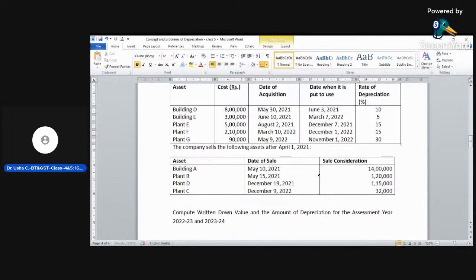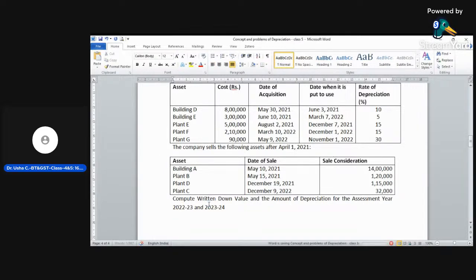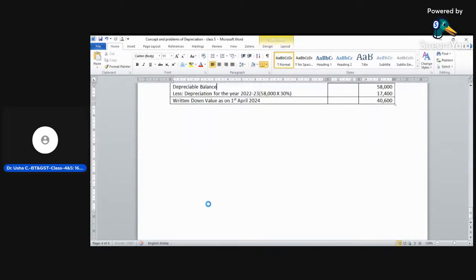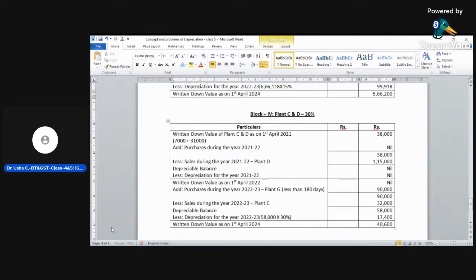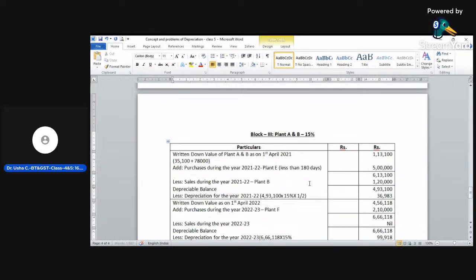Now just look into the problem whether we have considered all the assets which are purchased and all the assets which are sold. Building D is for block A has been taken. Building E is for block B. Block 2 has been taken. Building E and F has been taken into consideration for block 3. And plant E and F has been taken for block 3. And plant G is taken into block 4. Same way, even the assets which are sold are also taken into consideration. Everything is adjusted, and this is the WDV as on 1st April 2024. Anyone is having doubt relating to this?